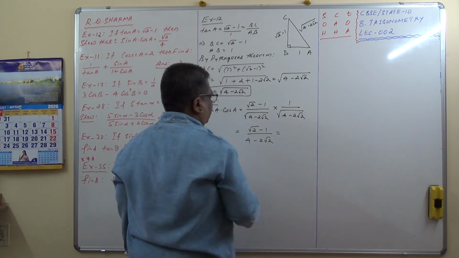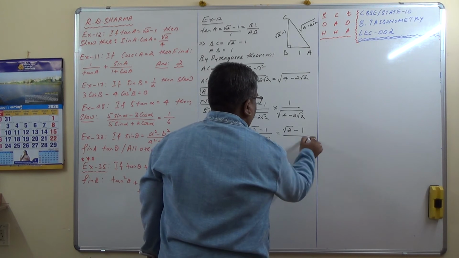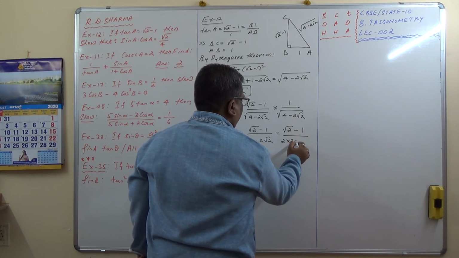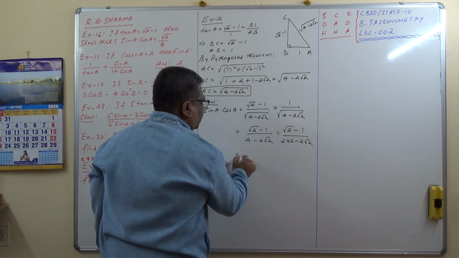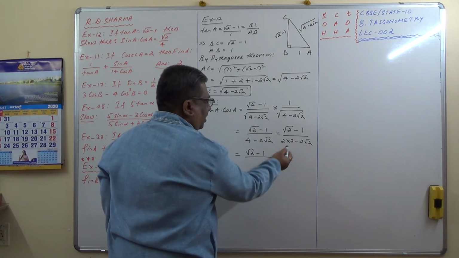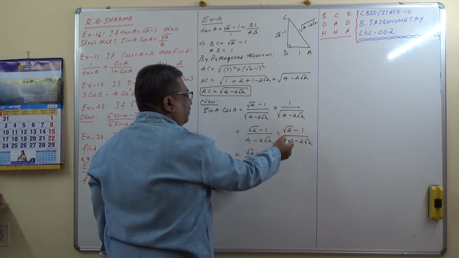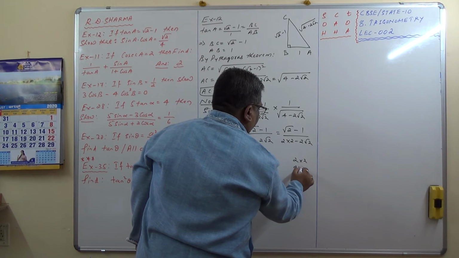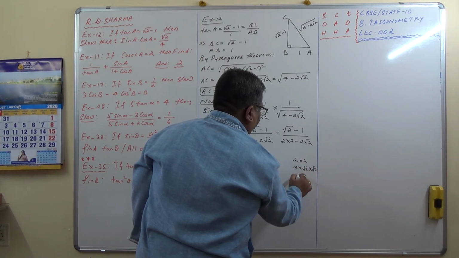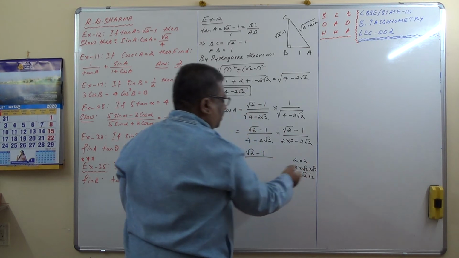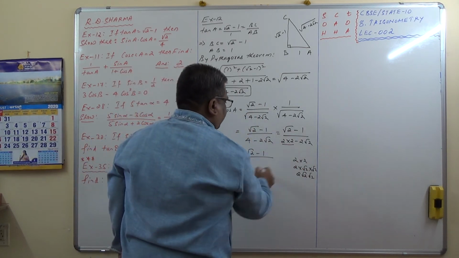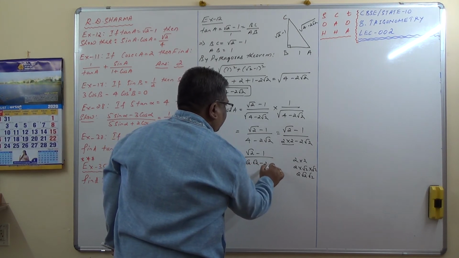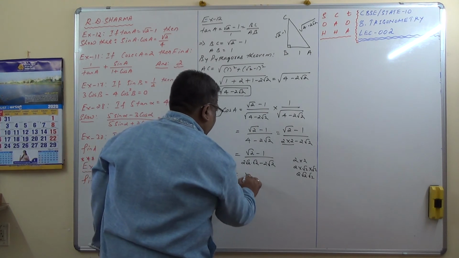This equals (root 2 minus 1) divided by 4, which can be written as (2 into 2 minus 2 root 2), which equals (root 2 minus 1) divided by, this 2 can be written as root 2 into root 2. Here 2 into 2 is nothing but 2 into root 2 into root 2, meaning 2 root 2 into root 2. This is what I am going to write here. This can be written as 2 root 2 into root 2 minus 2 root 2, which equals root 2 minus 1.